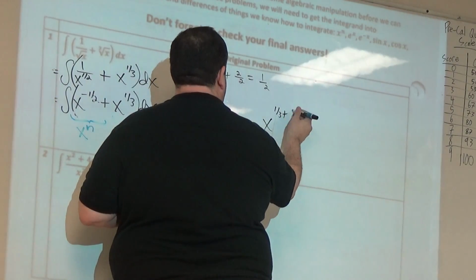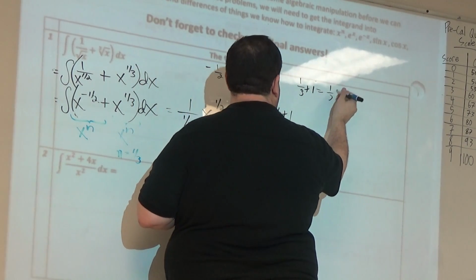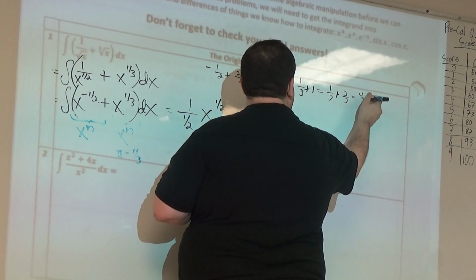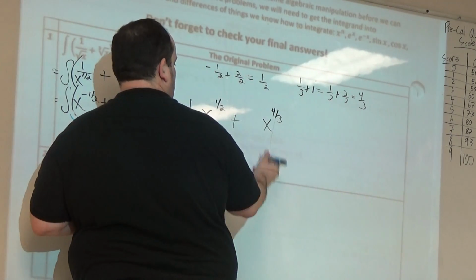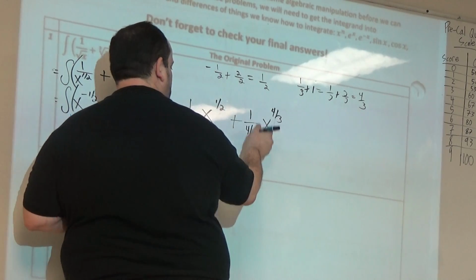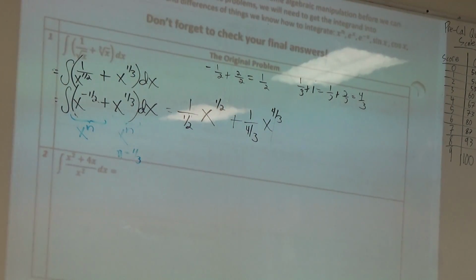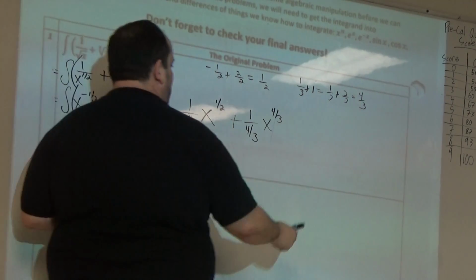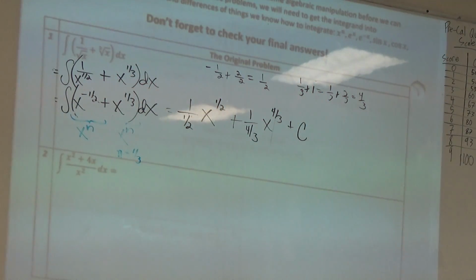So I've got 1/3 plus 1. Okay, 1/3 plus 1 is 1/3 plus 3/3, 4/3. I've got x to the 4/3. So that's really 1 over 4/3 times x to the 4/3. Add 1 to the power, divide by the new power. And then plus C.